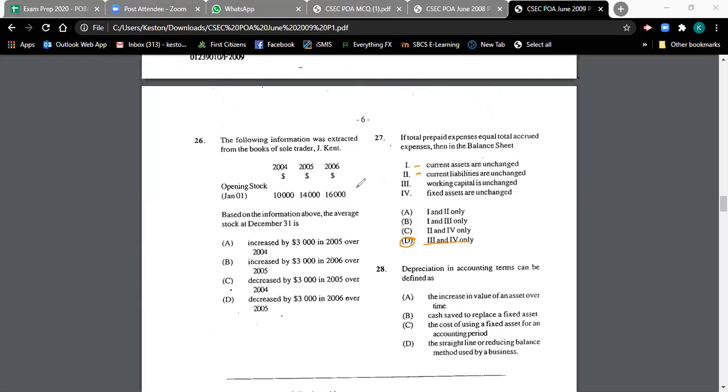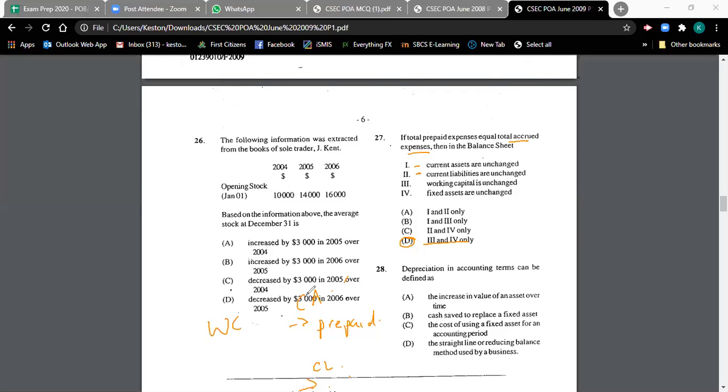Well, current assets are changed because if I have prepaid expenses, I have to include prepaid expenses inside of my current assets, right? Current liabilities would change as well because if I have accrued expenses, I have to include it in there. Usually, you wouldn't have a prepayment in current, and you wouldn't have accrual in current liabilities either. But working capital, because these two are the same, the working capital is not going to change.